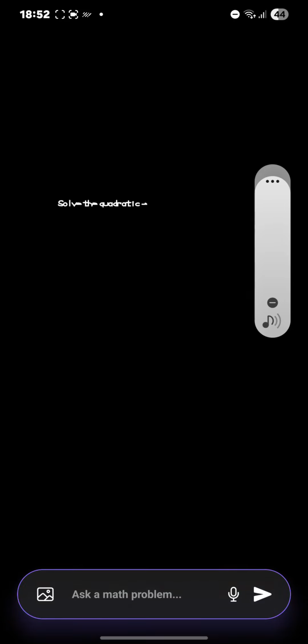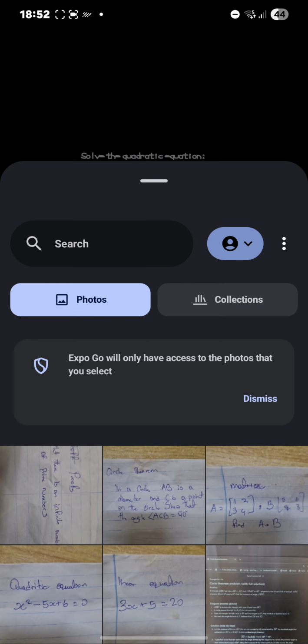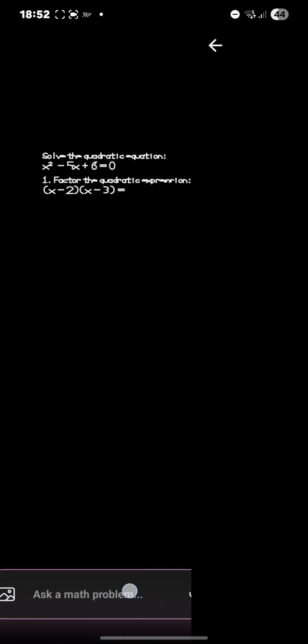Solve the quadratic equation. And you also get the audio feedback too. X squared minus 5x plus 6 equals 0. 1. Factor the quadratic expression. Now it's going to obviously use a factoring method because that's the easiest way to get it. But then we could ask it to use a specific type of method. 2. Set each factor equal to 0 and solve for x.